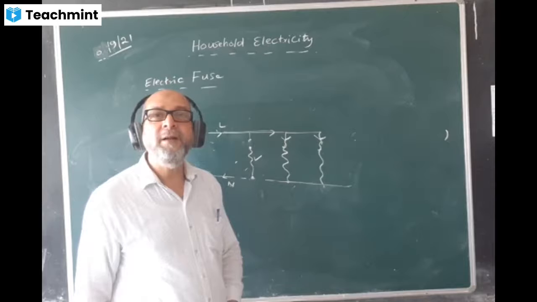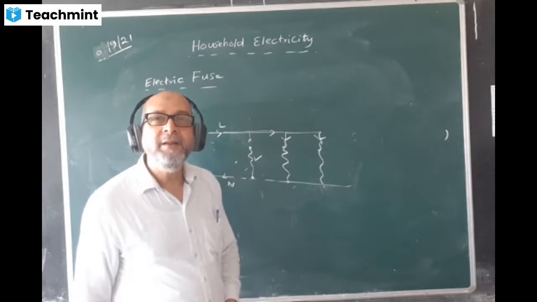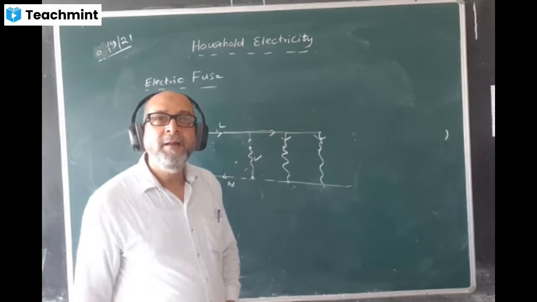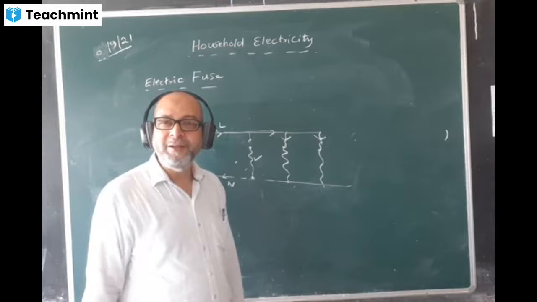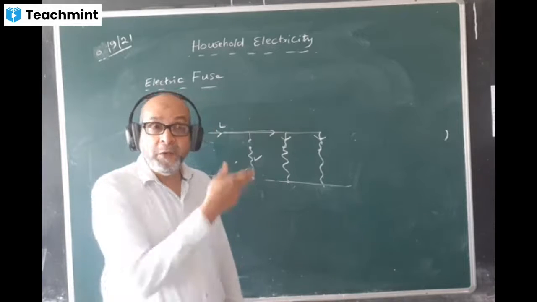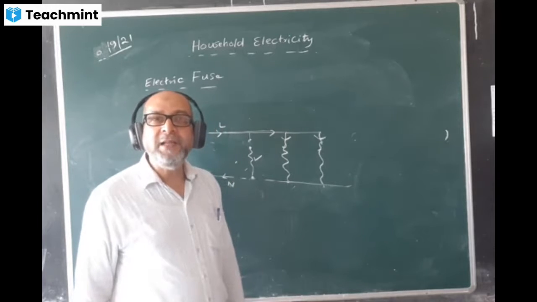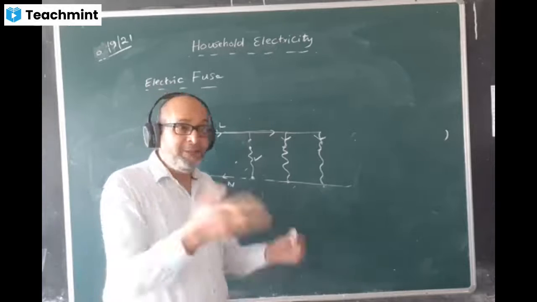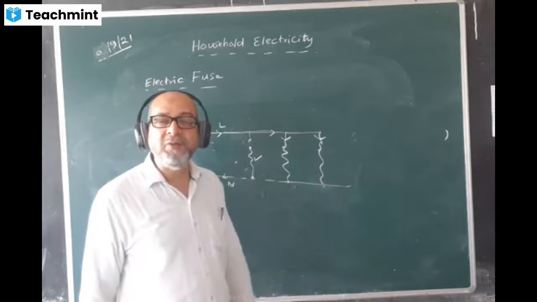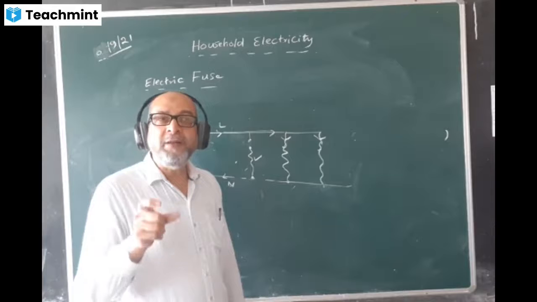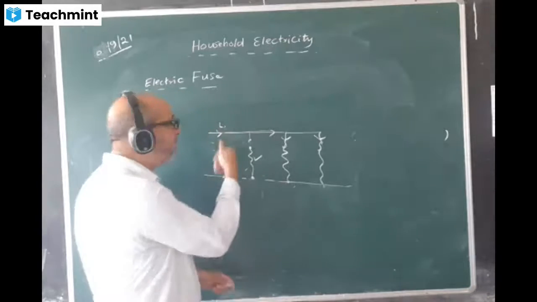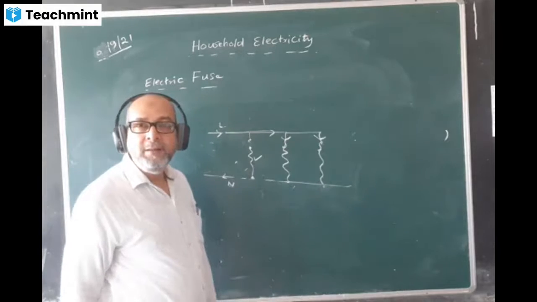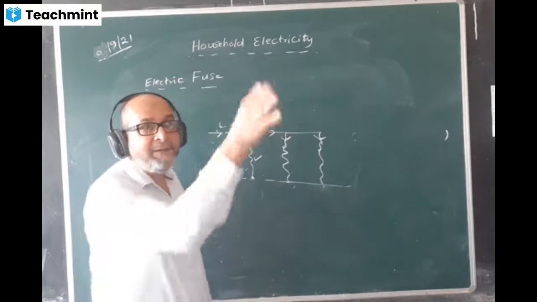Can we put a switch directly on the live wire? Switch is also placed in the live wire only. You can't put it in the neutral, like a fuse. After this, the next topic is the switch. Switch is always connected in series with the live wire only. Switch is an on and off device. When you switch on, then through the live wire current starts entering.